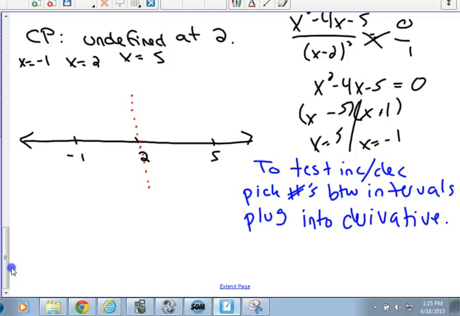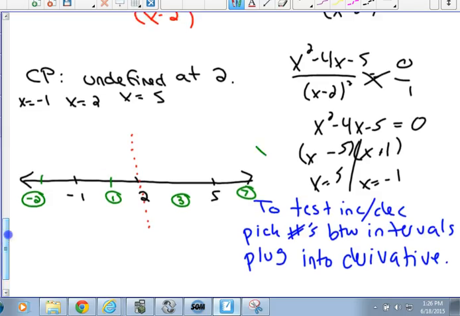Okay, so let's pick stuff. Let's try -2. How about, what do you guys want to plug in here? 1 works. Between -1 and 2 is 3, and then 7? Sounds good. Okay. Remember, we don't care what the actual number is. You're looking for, is it positive or is it negative, the number that you get when you plug these in. So make sure we are going back into your first derivative, right here.